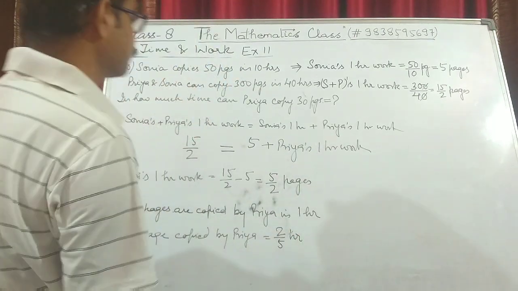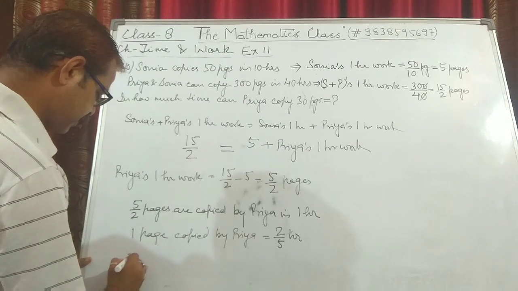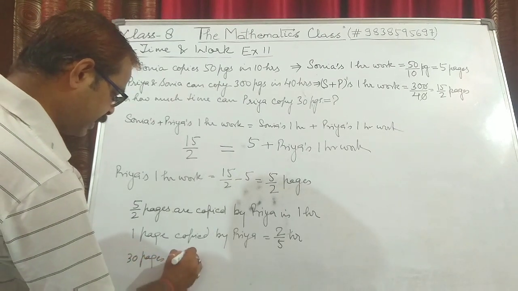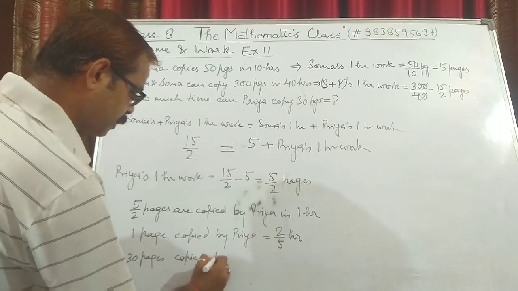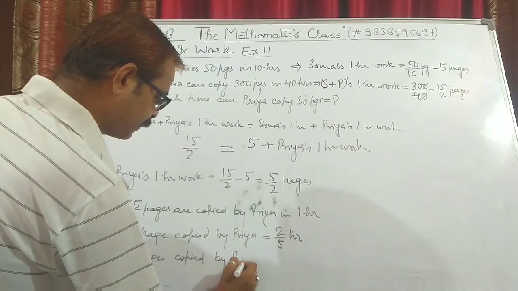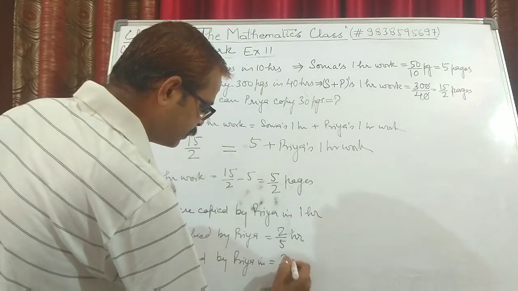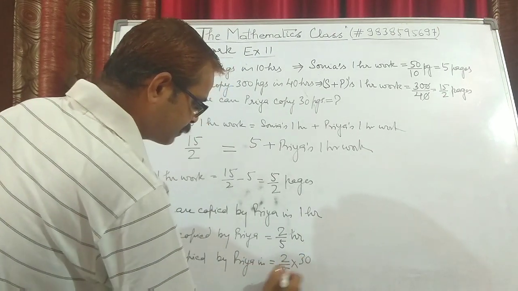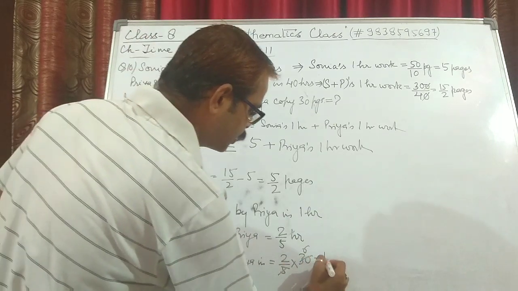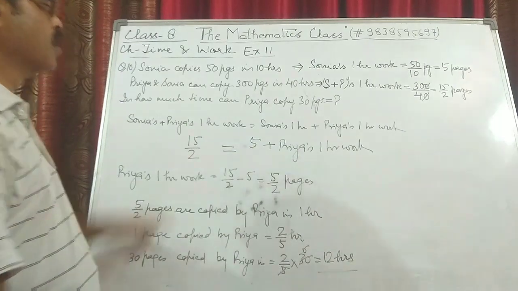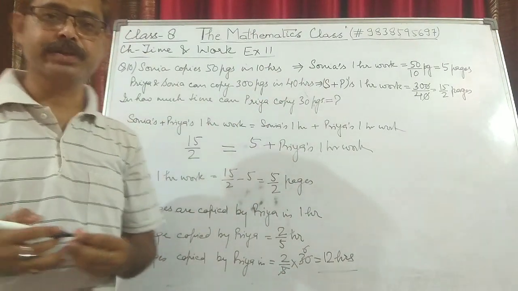And how many pages she has to copy? 30 pages. Therefore 30 pages are copied by Priya in how many hours? 2 upon 5 into 30. 5 6s are 30, 6 2s are 12 hours. She will take 12 hours to copy these 30 pages.